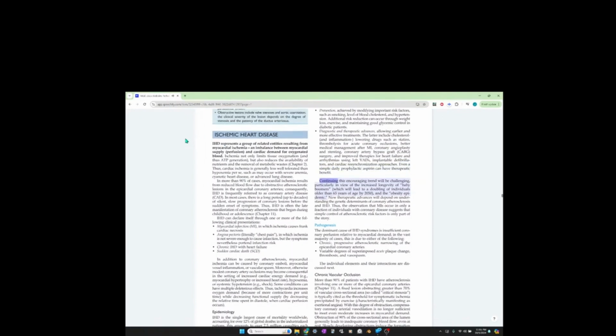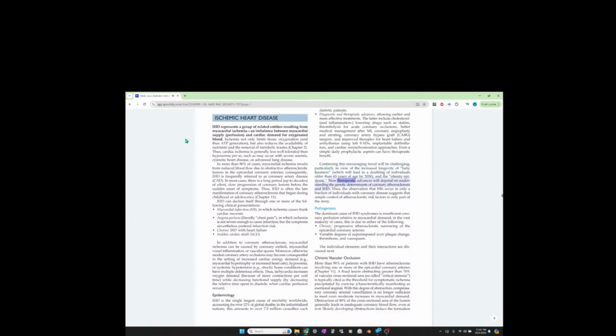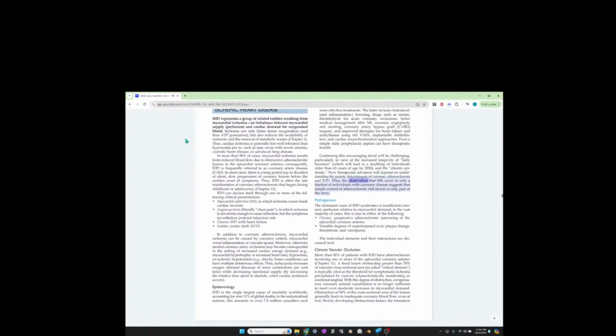Continuing this encouraging trend will be challenging, particularly in view of the increased longevity of baby boomers and the obesity epidemic. New therapeutic advances will depend on understanding the genetic determinants of coronary atherosclerosis and IHD. Thus, the observation that MIs occur in only a fraction of individuals with coronary disease suggests that simple control of atherosclerotic risk factors is only part of the story.